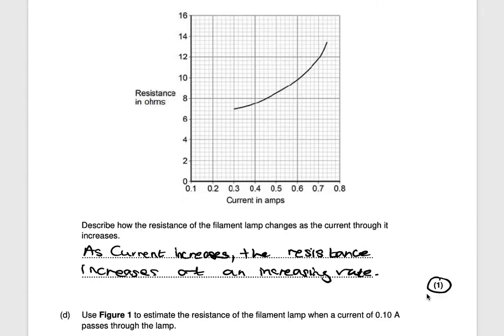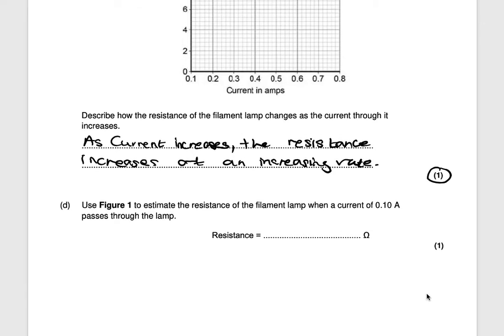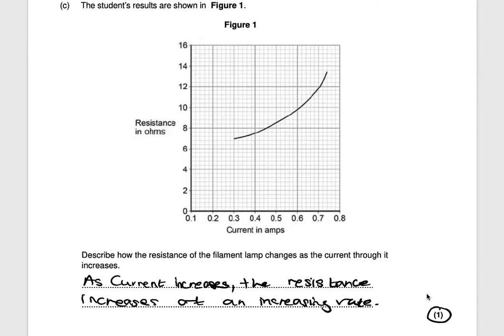Okay, next question. Use figure 1 to estimate the resistance of the filament lamp when the current of 0.1 amps passes through the lamp. So 0.1 amps is over here, so we need to complete this. I'm going to try as best as I can. As you can see, I've just completed the line. So at 0.1 it's there. Let's work out what it's going up in.